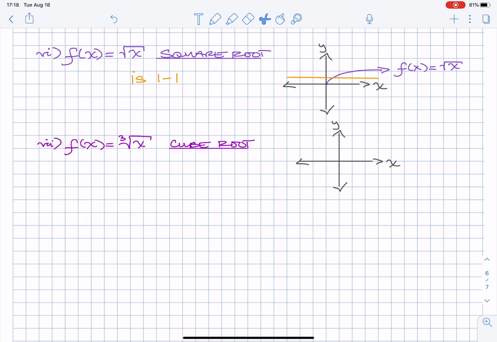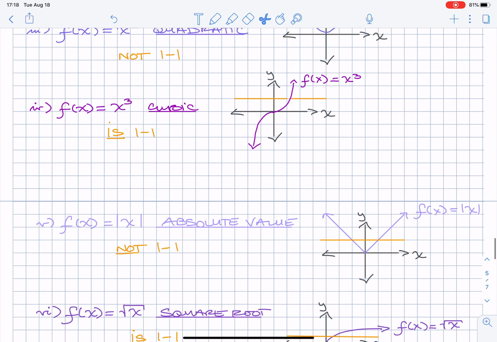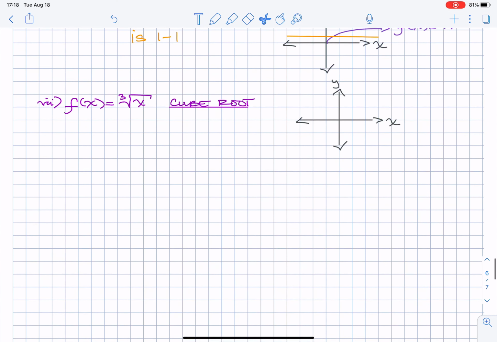And much like the cube is a nice S-shaped graph, the cube root is similar, except it's horizontally inclined. So it looks something like so, as opposed to being vertically inclined, it's horizontally inclined. So this is f of x being equal to the cube root of x, but notice it does pass the horizontal line test. So this is 1-to-1.